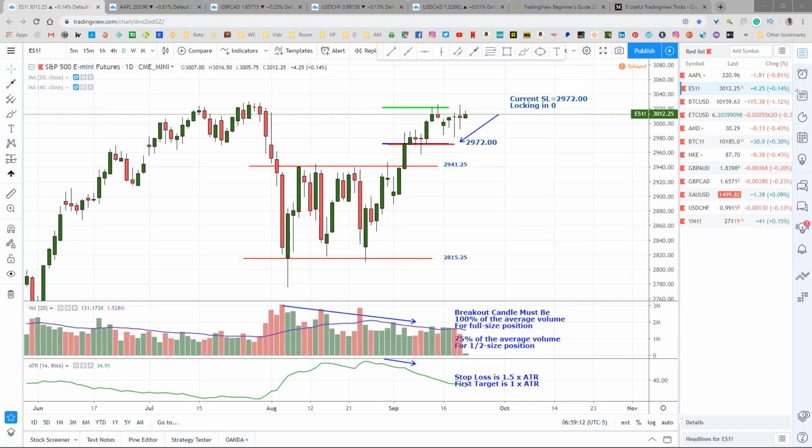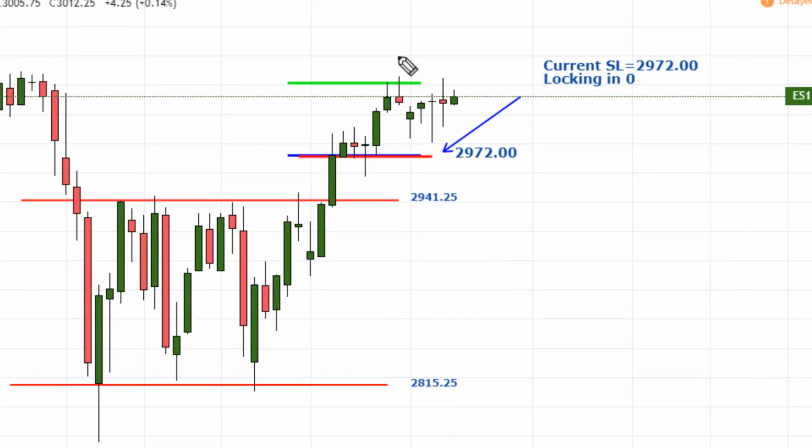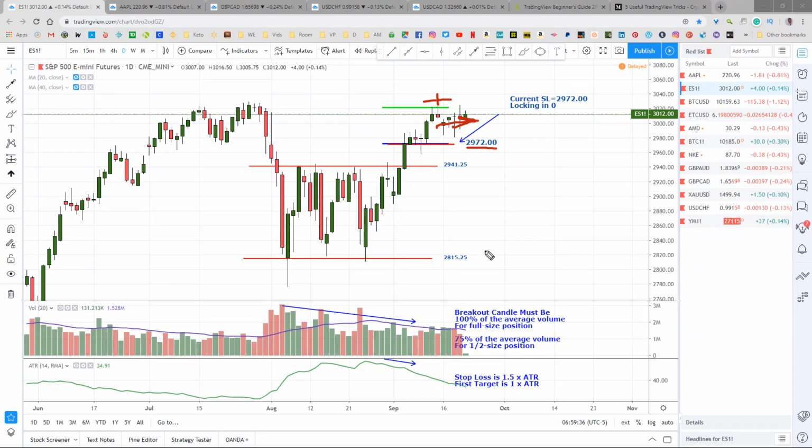As I mentioned Thursday, the S&P 500 hit our target right here, and now it's kind of going sideways. It hasn't hit the break-even stop yet, which is right down here at 29.72. So we're still going. I'll move the stop up if we get a new high up in here somewhere.